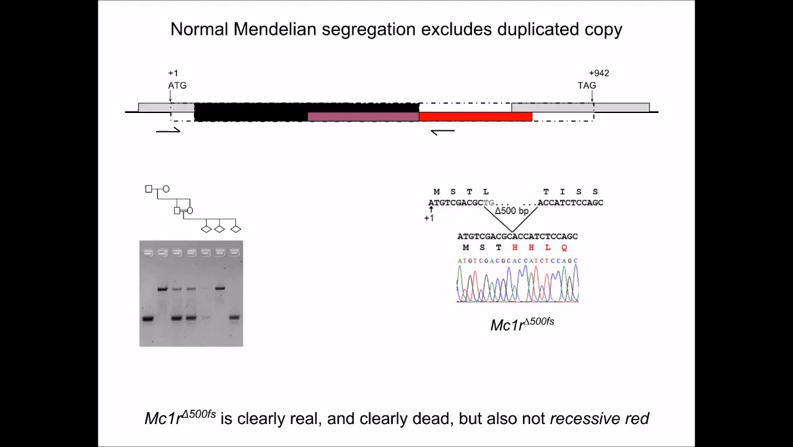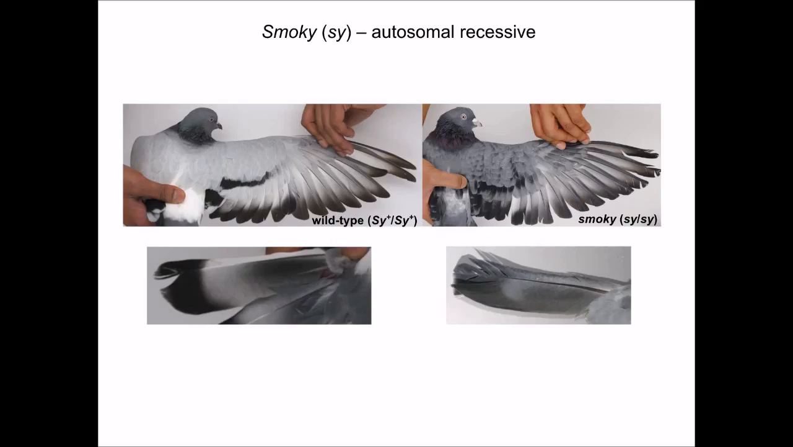To test this further, I examined a 2-generation pedigree. Normal Mendelian segregation shows that this is not a pseudogenized copy of the gene. MC1R is clearly dead. This is an intragenic frameshift deletion, and it is not recessive red.